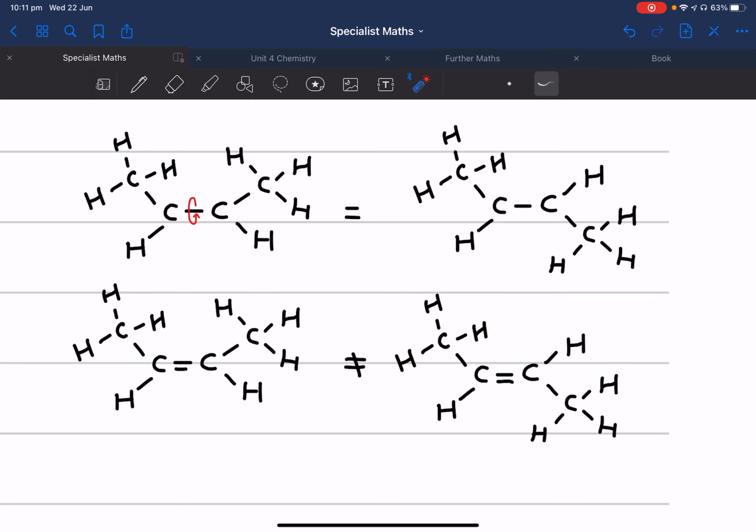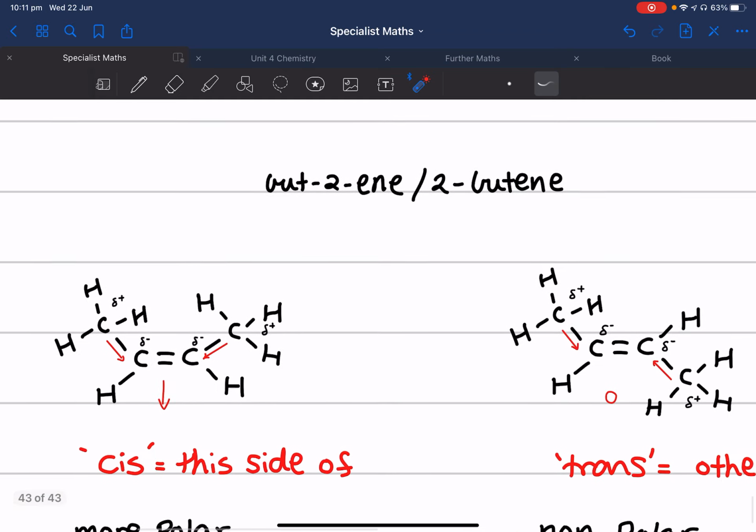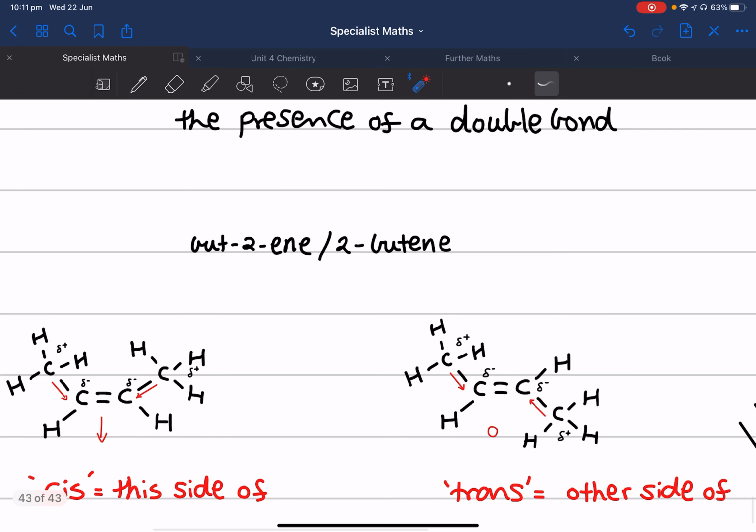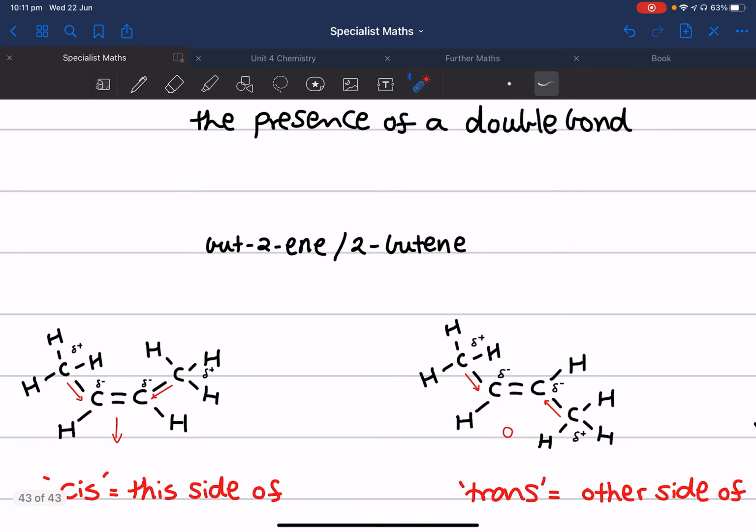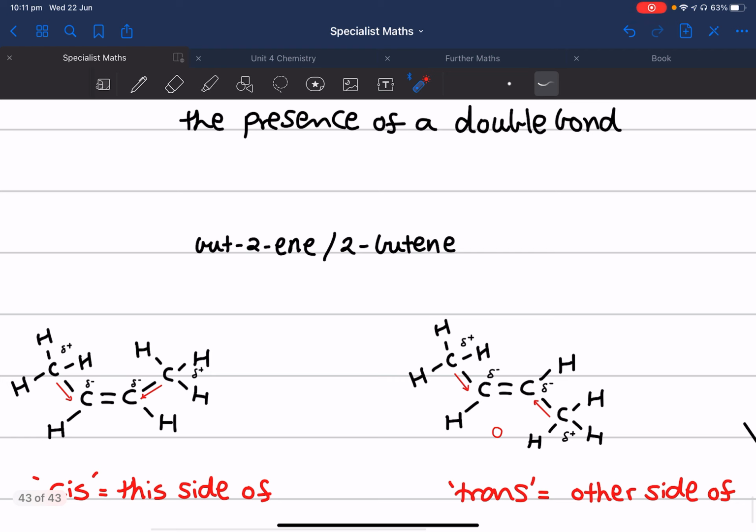We also have a special way of naming these types of molecules. As you may already know, for molecules with their functional group on the same side as one another around the double bond, we call them cis isomers, and for molecules who have their functional group opposite one another around the double bond, we call them trans isomers. So cis and trans just mean this side of and other side of in Latin, in case you were wondering.